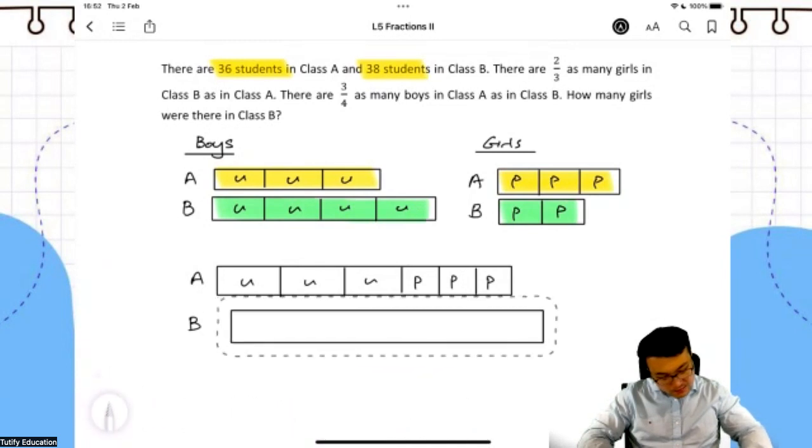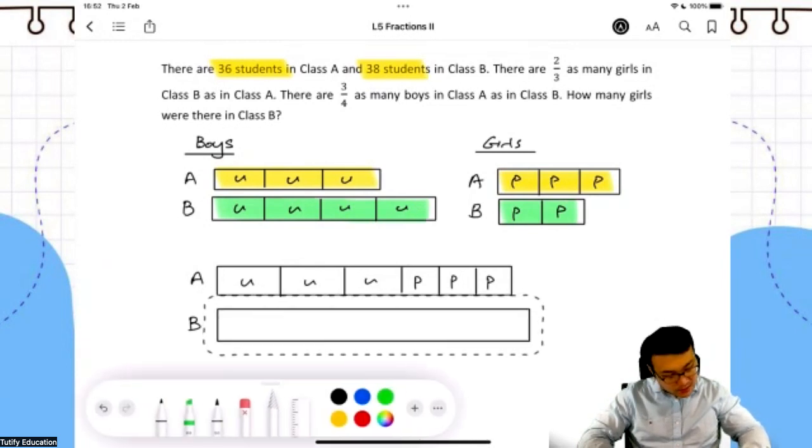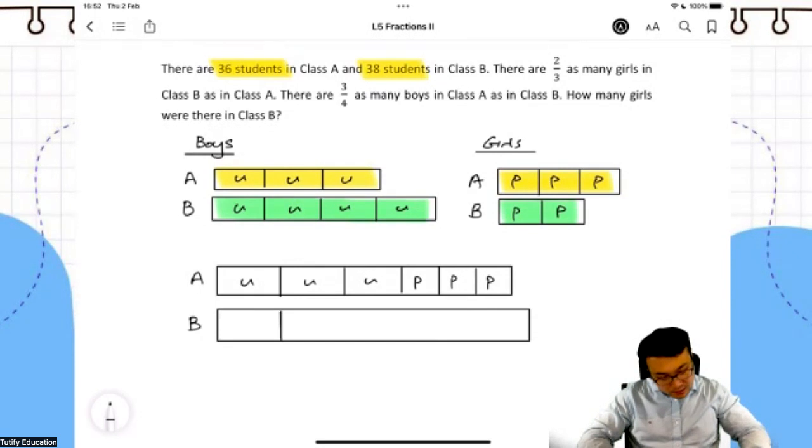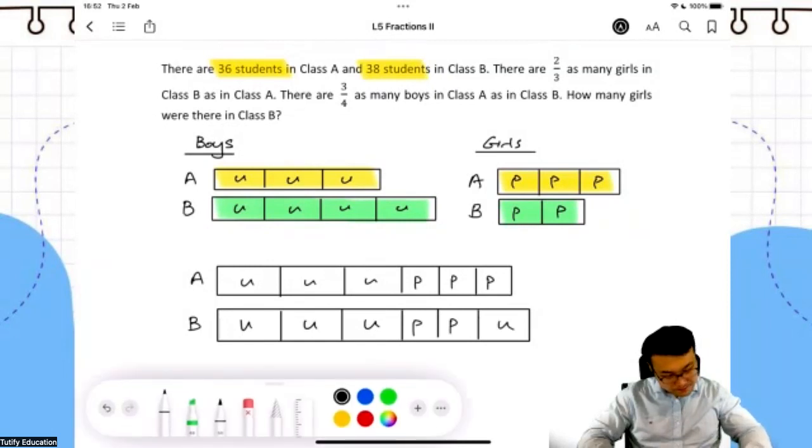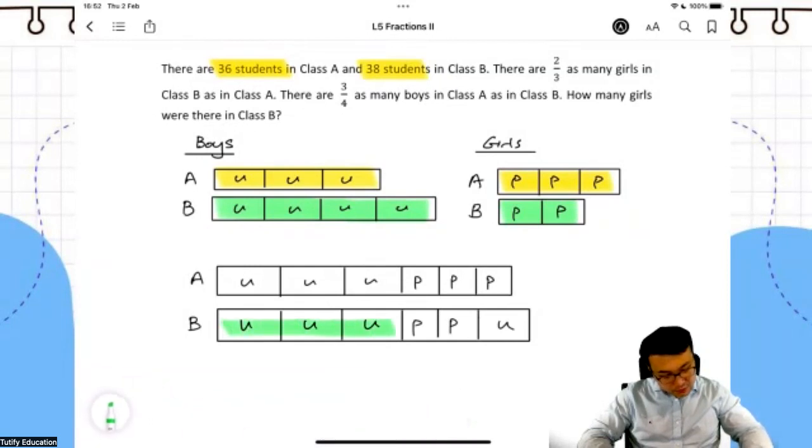Class B has more students, so it's going to be a little bit longer. 1 unit, we are supposed to have 4 units, right? 1, 2, 3, 1, 2, 3. Okay, and plus 2 parts, right? 4 units and 2 parts. Let me just draw the 2 parts first. And then the remaining must be 1 unit. So students, look here. I have 1, 2, 3, 4. 4 units plus 2 parts.